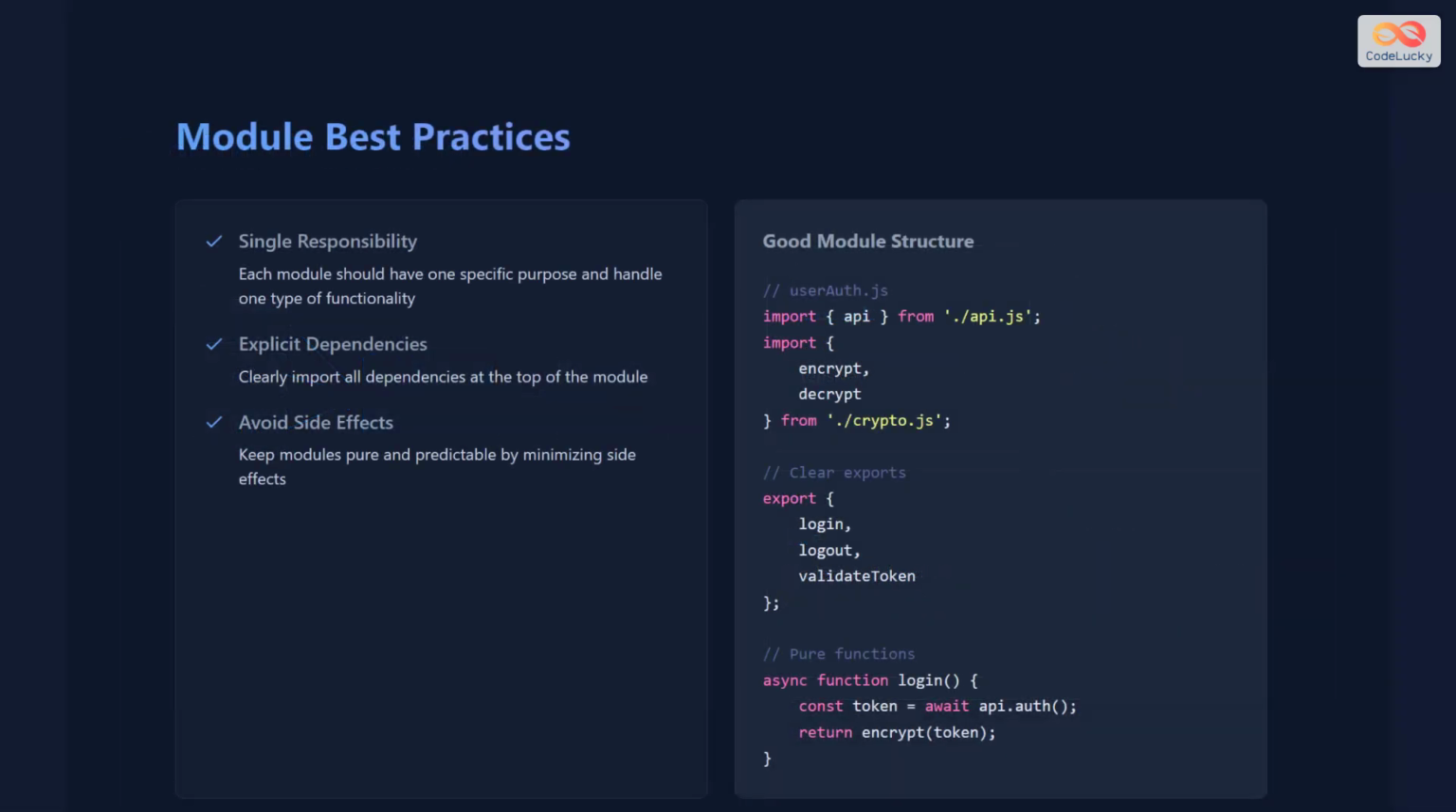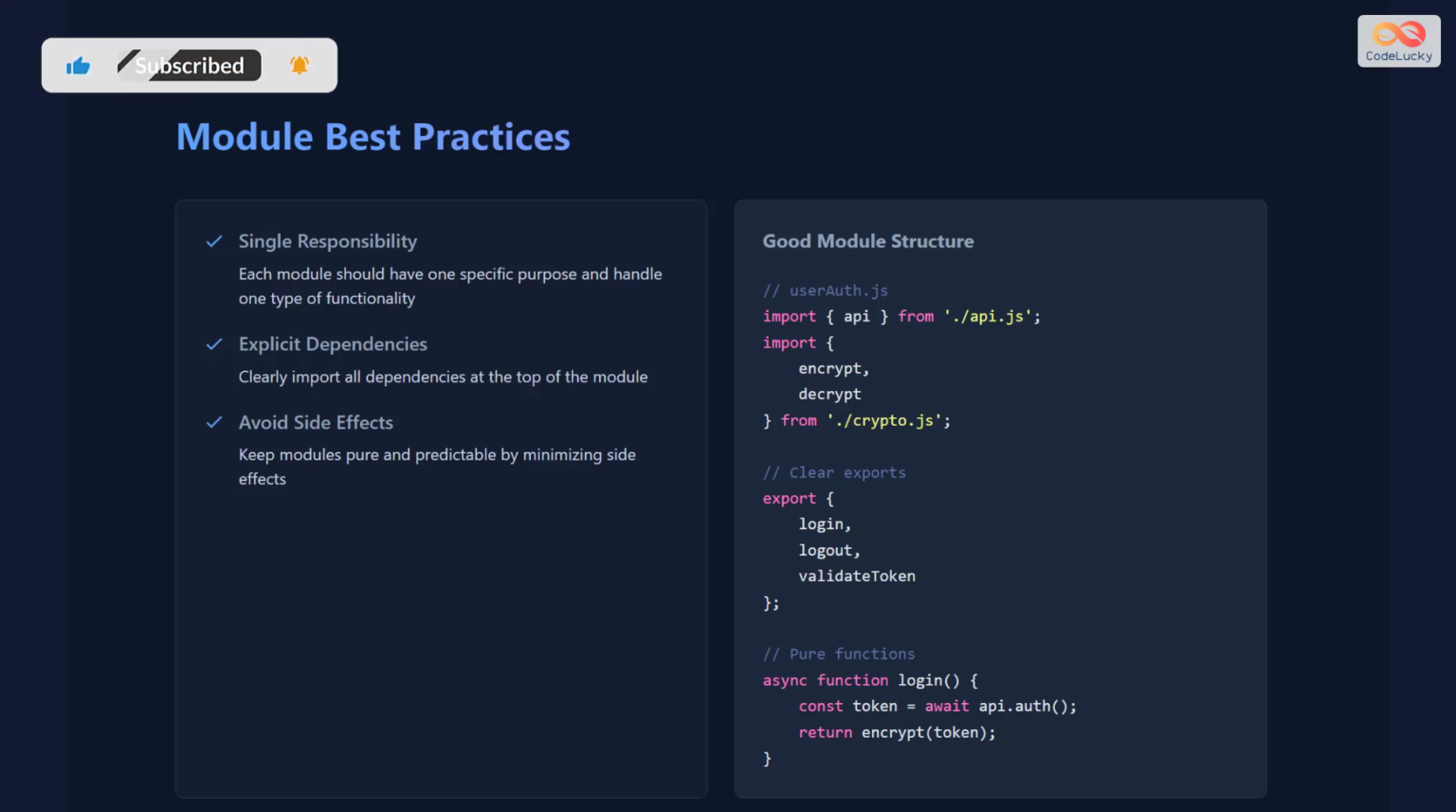It is a best practice to ensure each module has a single responsibility, meaning each module should have one specific purpose and handle one type of functionality. It's also good to use explicit dependencies by clearly importing all the dependencies at the top of the module. It's also very useful to avoid side effects by keeping the modules pure and predictable by minimizing side effects.